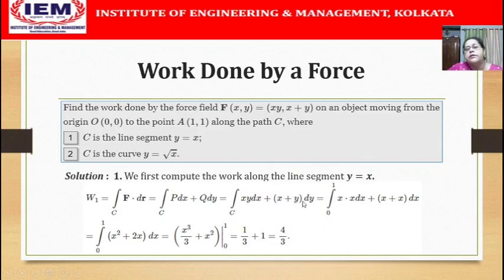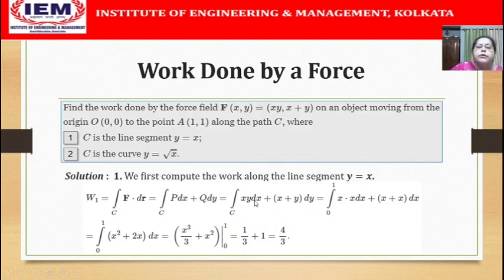And now, since we are integrating along the curve C, which is nothing but the line segment y equal to x, let us substitute that. So we have put here y equal to x, so this is x into x dx plus 2x, and dy is of course dx. Also, as we move from the origin (0, 0) to the point (1, 1), x of course varies from 0 to 1. So this is nothing but the integral of (x squared plus 2x) dx. As we integrate, it's x cubed by 3 plus x squared. You put the limits from 0 to 1, you simplify, and the answer is 4 by 3.